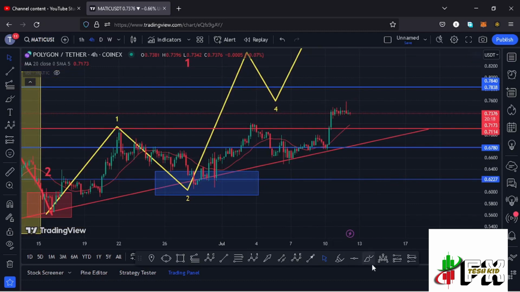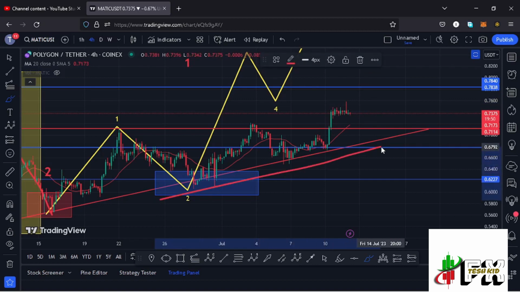At the time of this recording, Matic has managed to break above resistance at around the $0.7114 mark, which is now acting as support for us to continue gearing up. The next key area of resistance that we need to keep our eyes on is at around the $0.784 mark. We have also continued to hold above this ascending trend line that I have here on the charts, and as long as we are holding above it, then we can continue expecting higher prices here on the Matic chart.